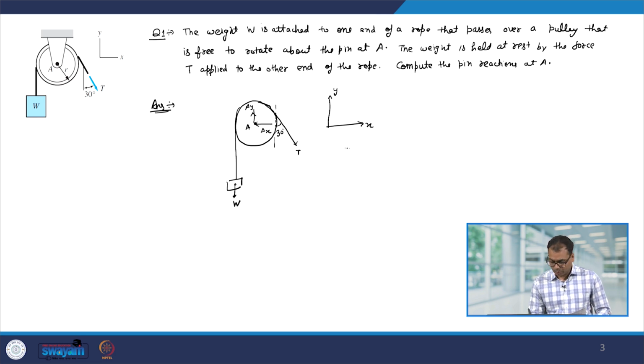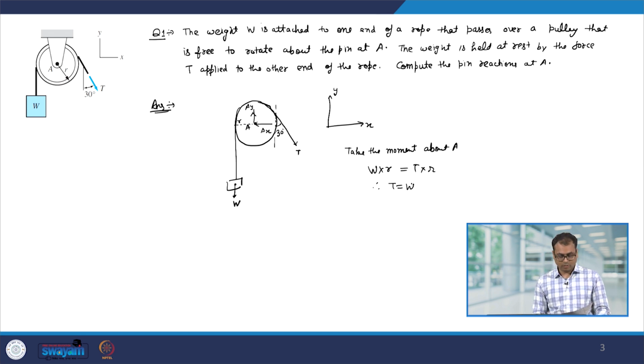To calculate the values of Ax and Ay, let us take the moment about A. Then I have W into r, where r is the radius of this pulley, equal to T into r. Therefore, we see that T is equal to W, and we get the value of T. Now, let us balance the forces along the x and y directions. First, summation Fx has to be 0 for equilibrium. Therefore, Ax will be T sin 30 degrees, and T is W. So this is W, and sin 30 is 1 by 2.